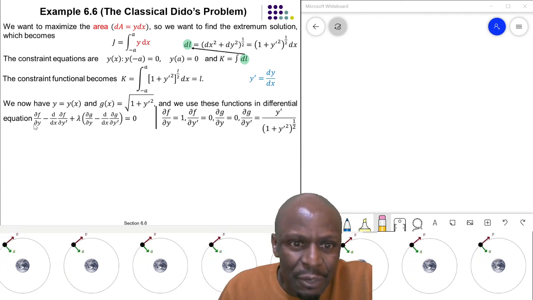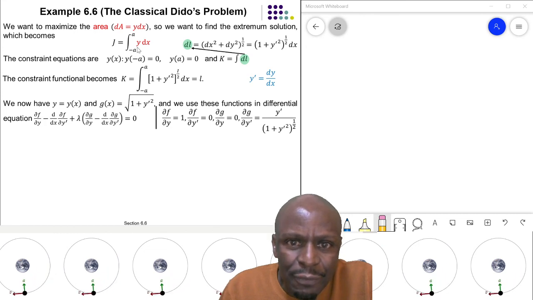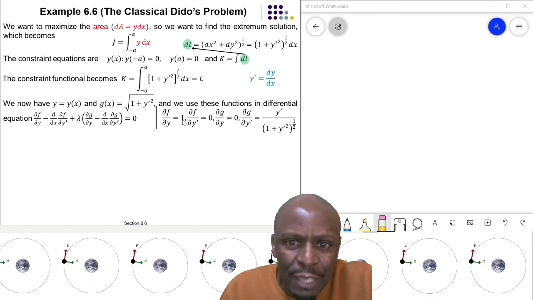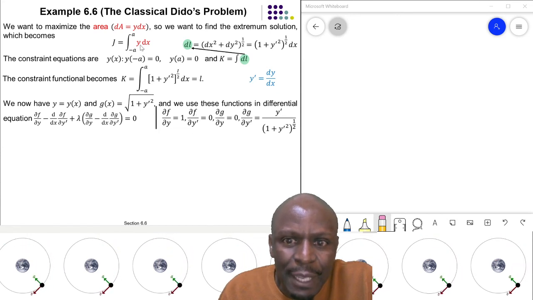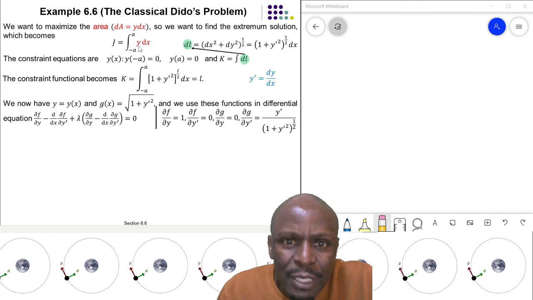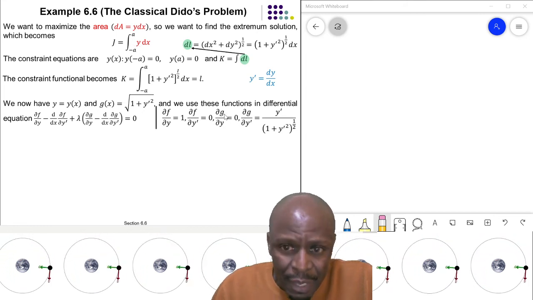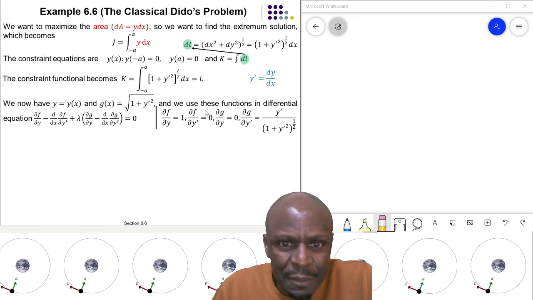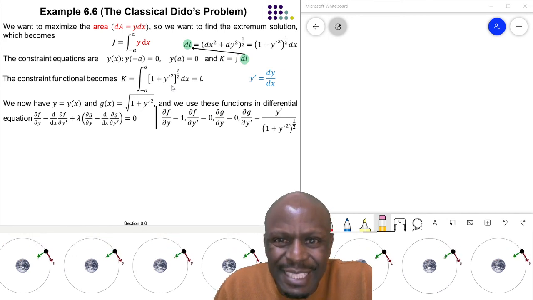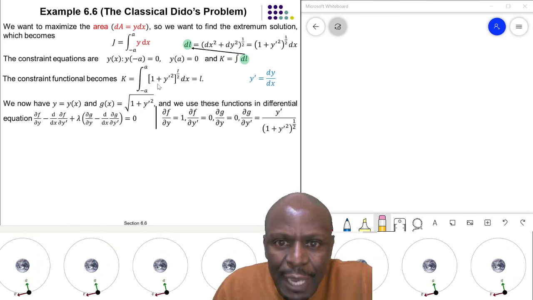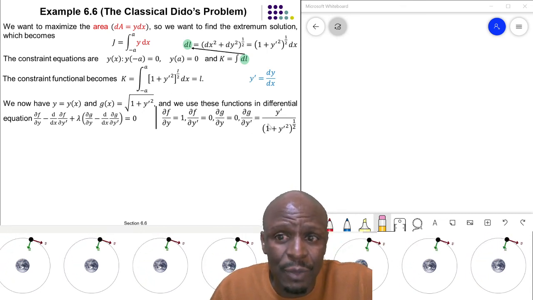Therefore, for the differential equation, if we differentiate f with respect to y, we just get 1. But if we differentiate f with respect to y prime, there's no y prime there, so that is just 0, because f is just y. Now for g, if you differentiate g with respect to y, it is just 0 because there's no y there, but there is y prime. But now if you differentiate g prime with respect to y, this is what you are going to have.